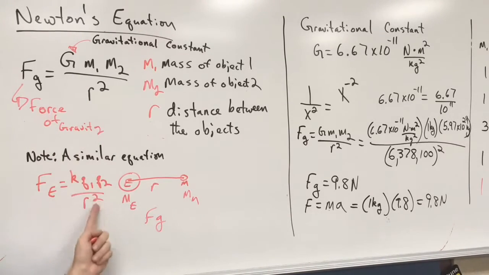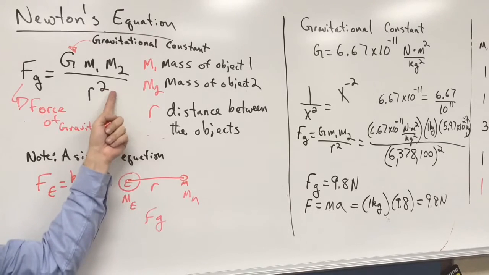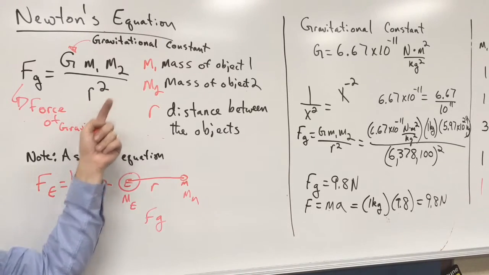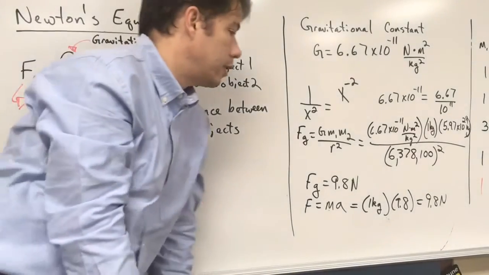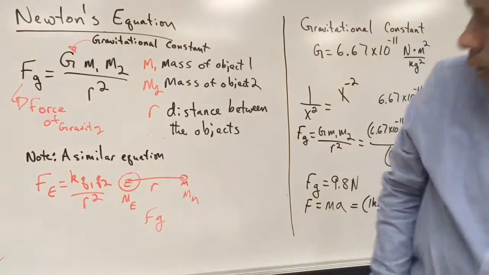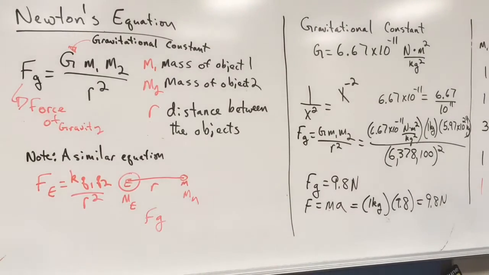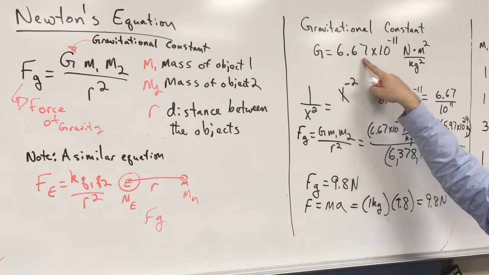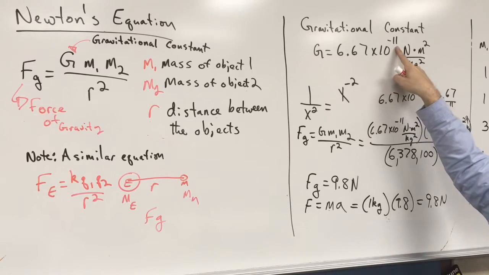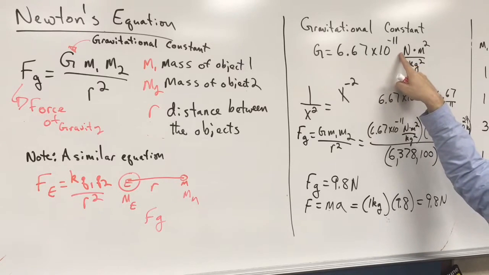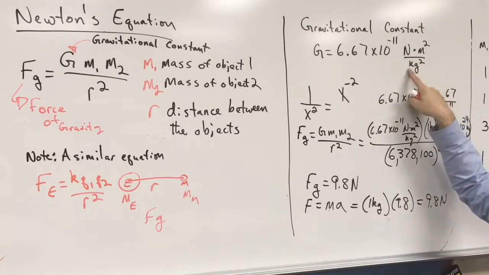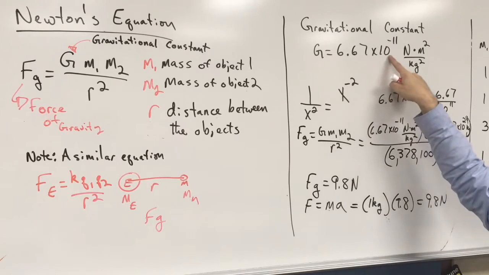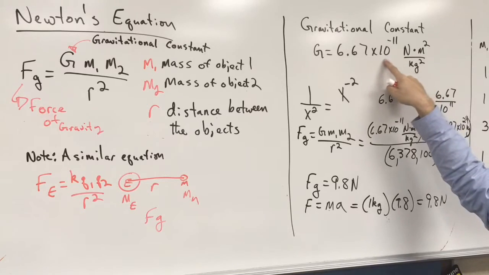Okay, so just like we did with the previous one, we're going to take a look at the math with this one. The gravitational constant, G, equals 6.67 times 10 to the negative 11th power. The units are newtons times meters squared divided by kilograms squared. So what does this times 10 to the negative 11th look like?